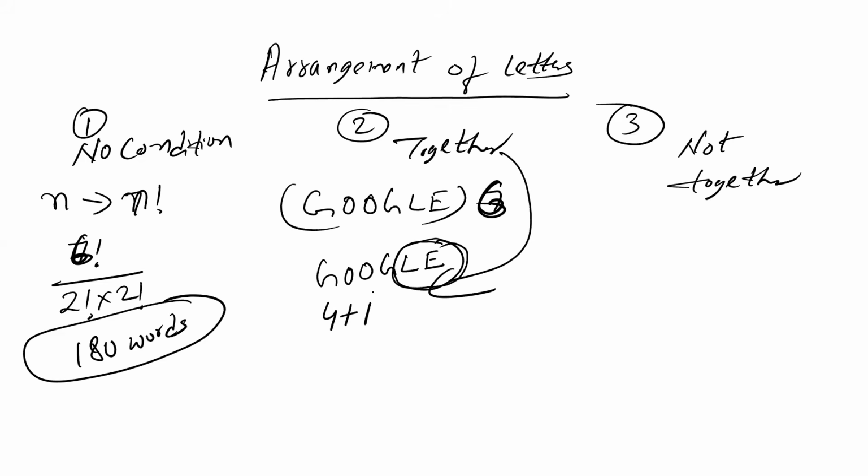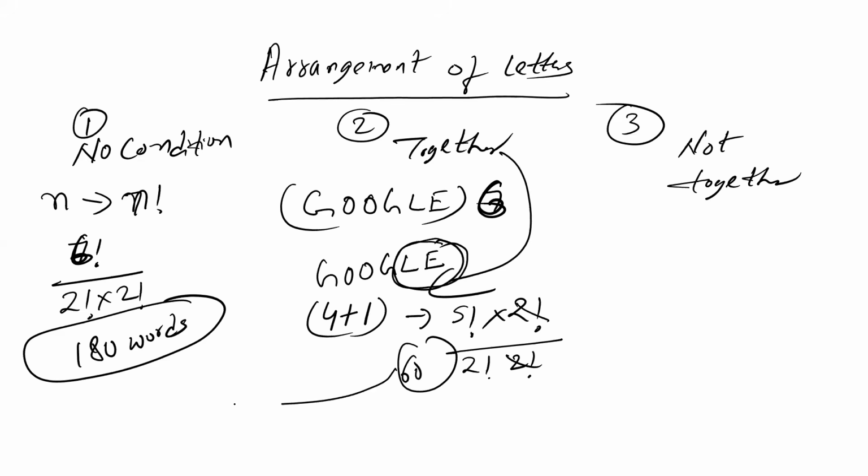That means whether in the first two places or between or last, no other letter should come between L and E. So consider them as one letter. So 5 letters can be arranged in how many ways? 5 factorial into, now, those 2 letters L and E can also be shuffled as EL also. So for those 2 letters, 2 factorial, divided by repetition of 2O and 2G, gives 60. That means there are 60 words out of 180 words where L and E are together.